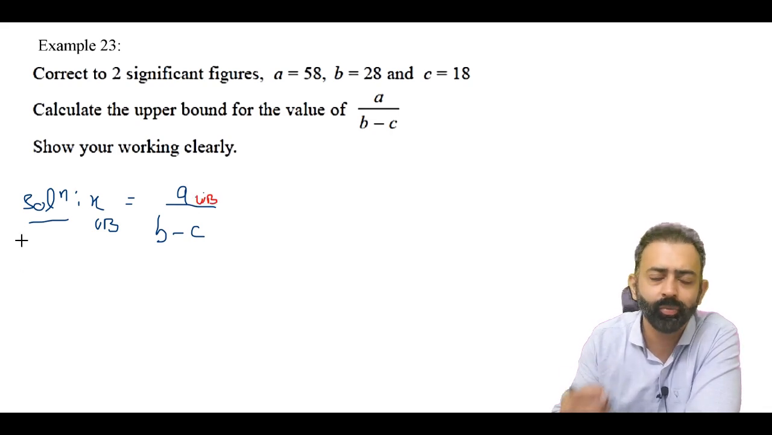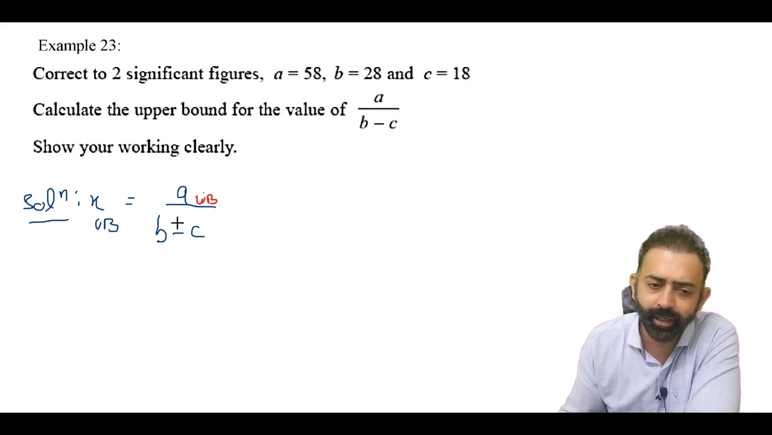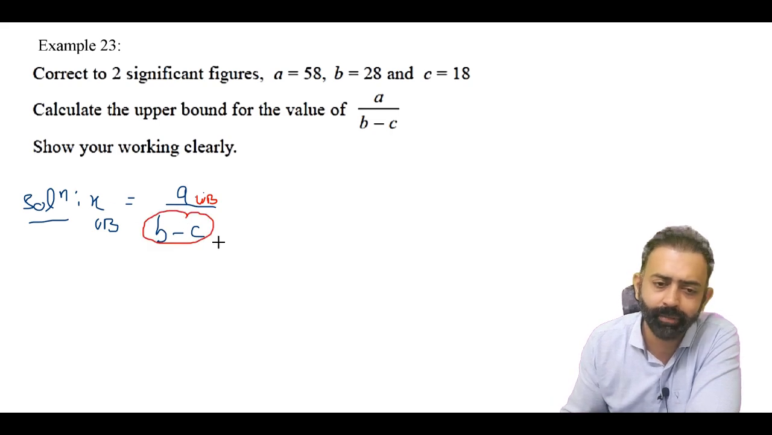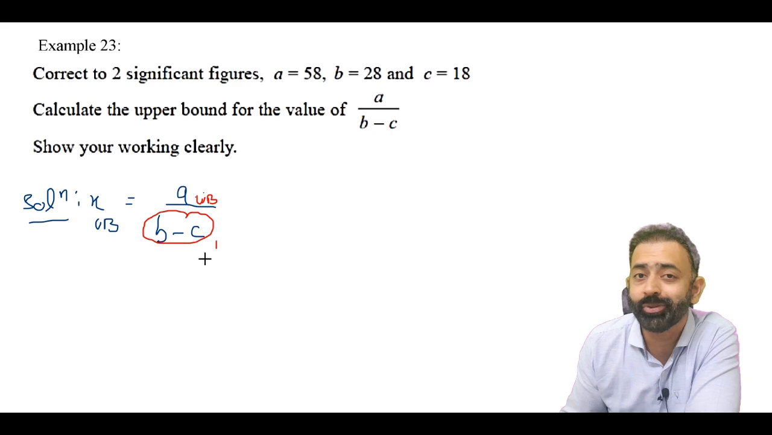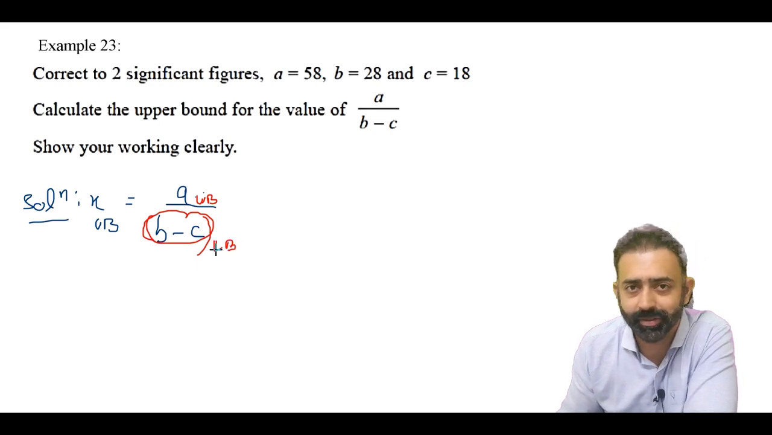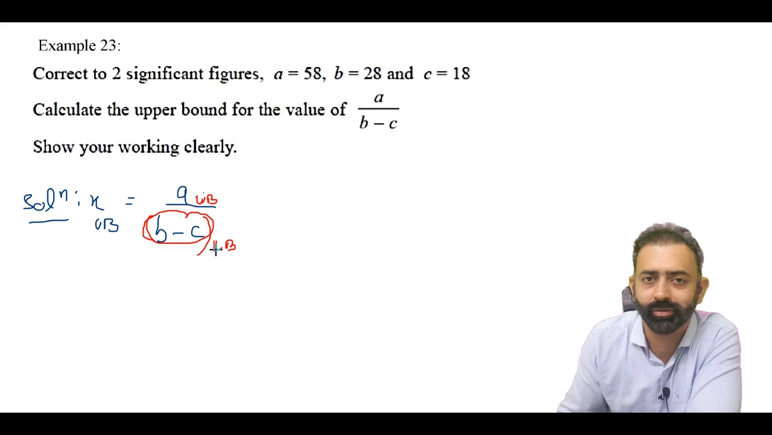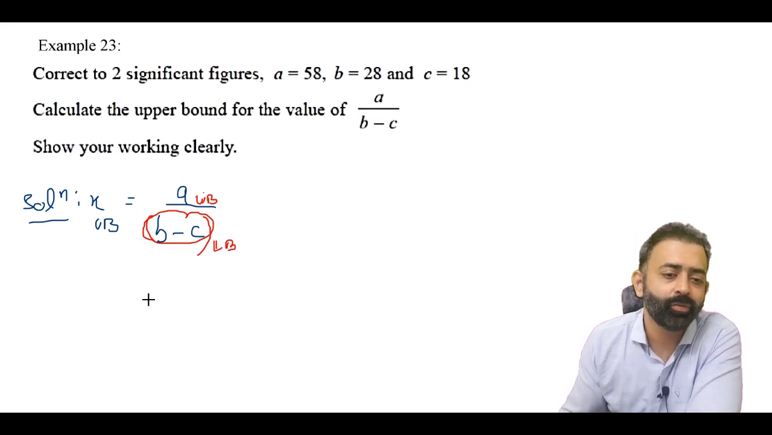Upper bound of A, numerator has to be maximized, and denominator has to be minimized, meaning I won't use the lower bound of B minus C. Of course, lower bound of complete B minus C should be there, right? This is fine. Okay, I'm sorry, I said we won't do it, we will do the lower bound of B minus C. So first we need to find out the lower bound of B minus C.